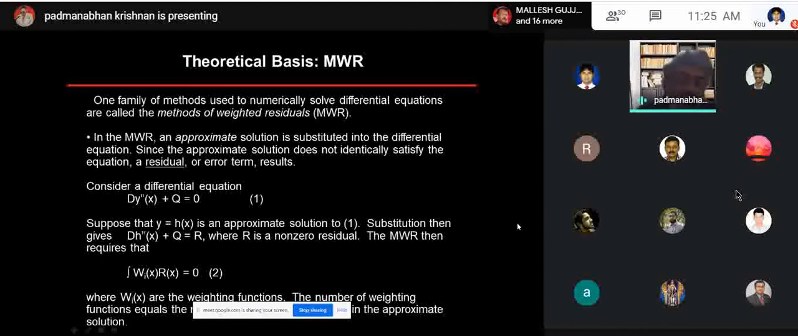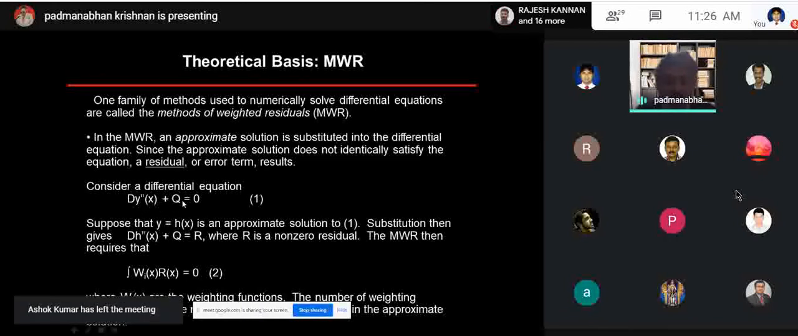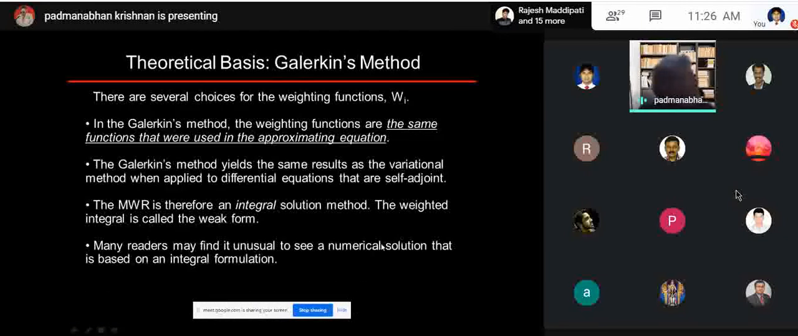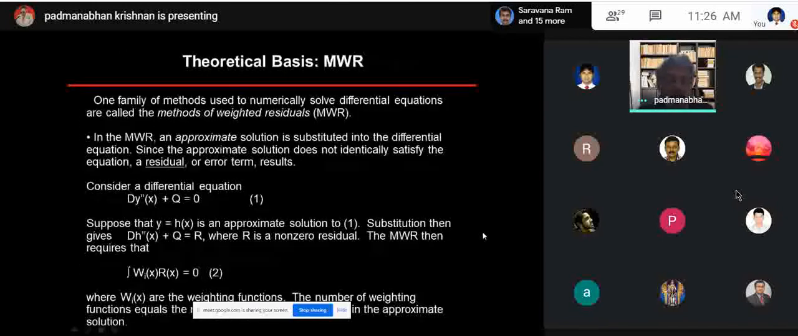So consider a differential equation like d²y/dx² plus q equals 0. Suppose that y is equal to h(x) is an approximate solution. Substitution then gives the double derivative of h(x) plus q is equal to R, where R is a non-zero residual. So integrate w_i(x) R(x) equals 0. Like you know the error and then you just put a weight here. You know how far you are away.